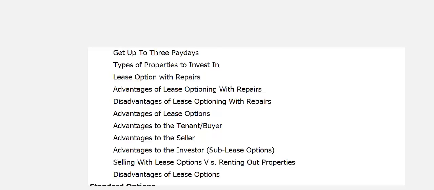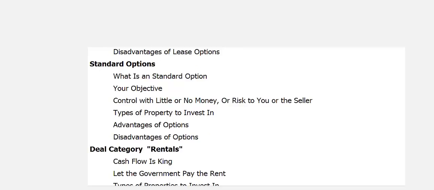Then we get into standard options or straight options. What is a standard or straight option? What's your objective? How do you control with little or no money or risk to you or the seller? How do you present that offer?